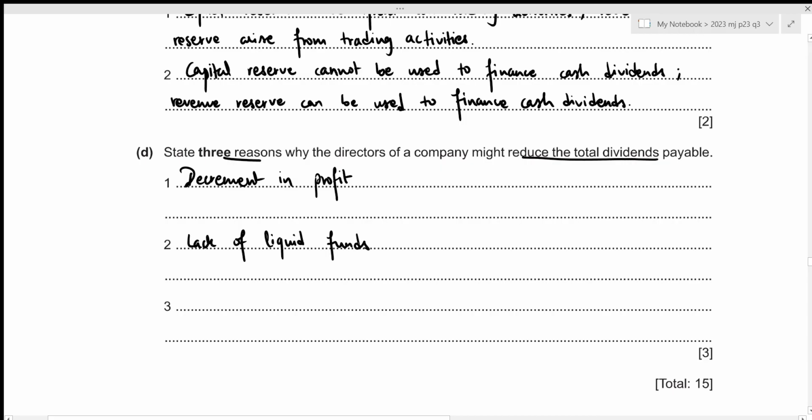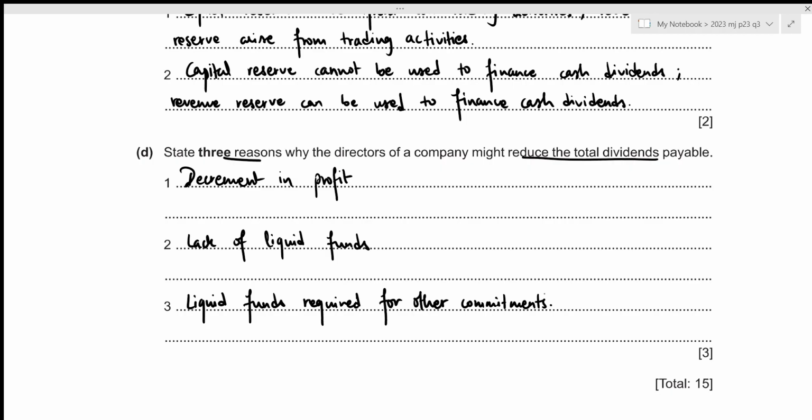And even if there are enough liquid funds, it might be required for some other objectives of the business. Maybe the business has an objective of growth, so it needs to reinvest in the company itself rather than paying out the dividend. So liquid funds required for other commitments. And these other commitments also means our trade payables or interest payables and so on. So this is the fourth part of this question as well as the entire question.